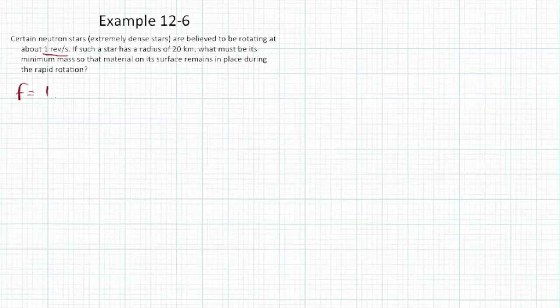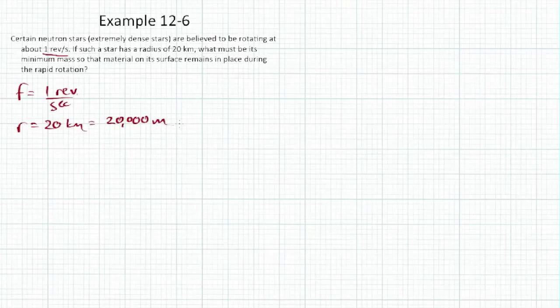Let's write that down. Our frequency is 1 revolution per second. Okay. And the radius of the star is 20 kilometers. Okay, well, we need that to be in meters, and so we know there's 1,000 meters in a kilometer, and that means the radius is 20,000 meters.